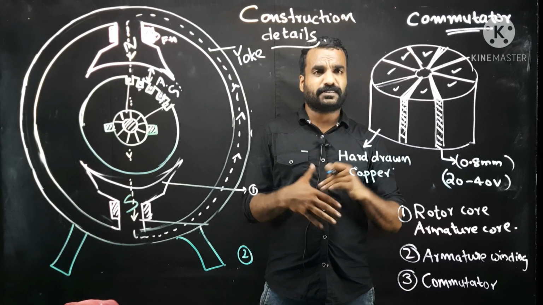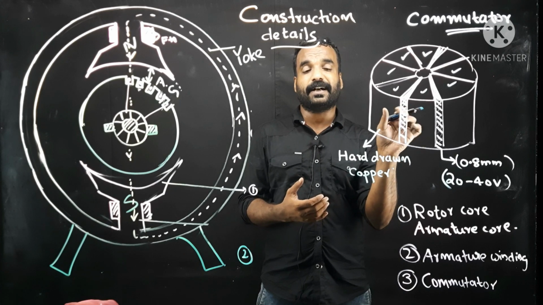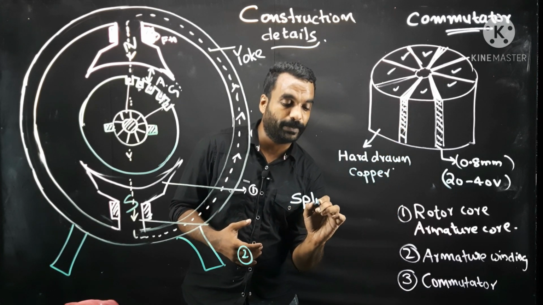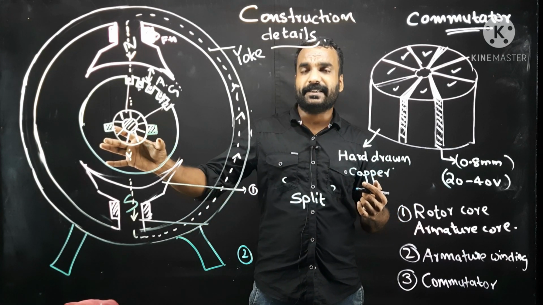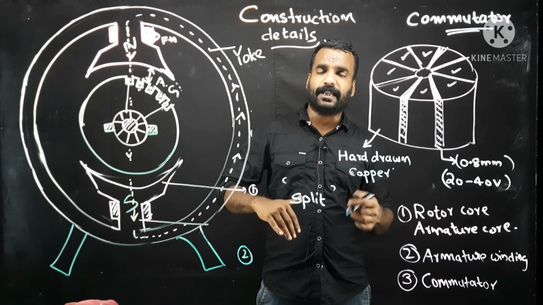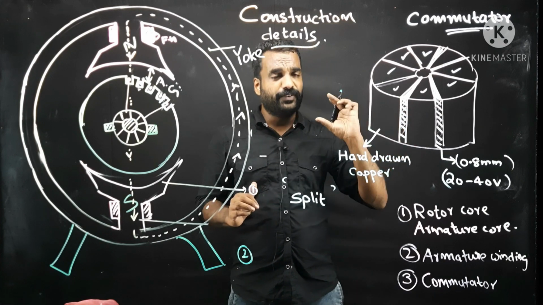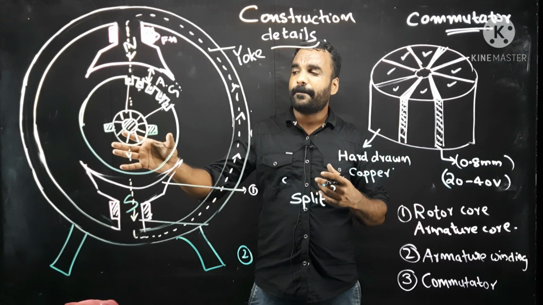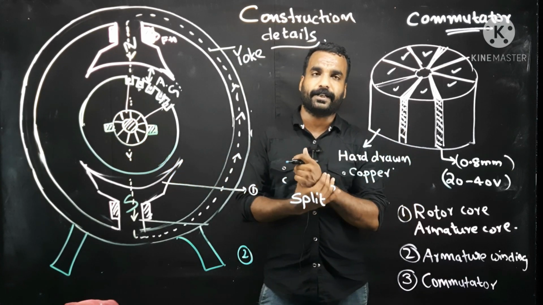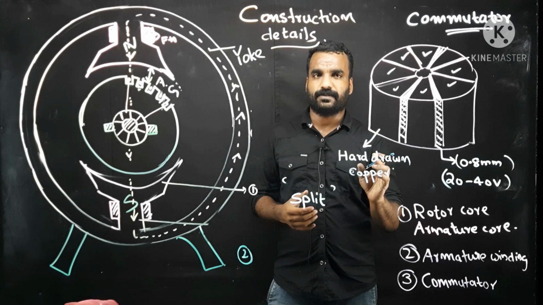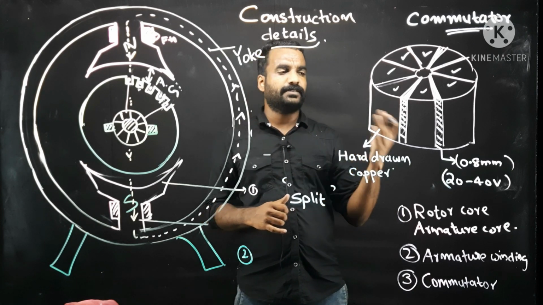Okay. Now, what is the function of commutator segment? This commutator segment in split ring arrangement. Split ring arrangement, that is important. Split ring arrangement will convert AC in the armature current to DC at the output side. So, what is the function? These commutator segments will convert AC in the armature winding to DC at the output side. That is the one and only function. You should write that. So, function is conversion of AC to DC.